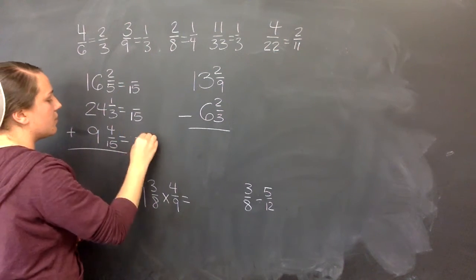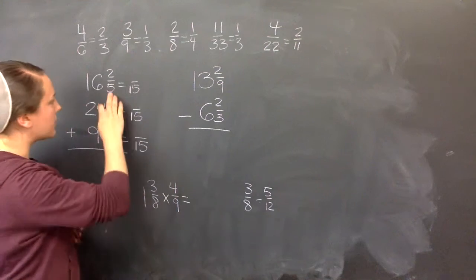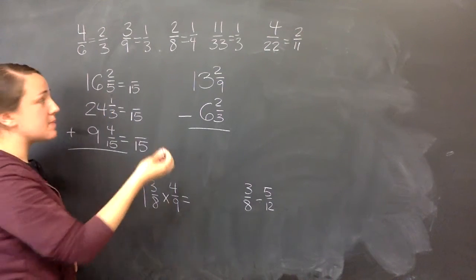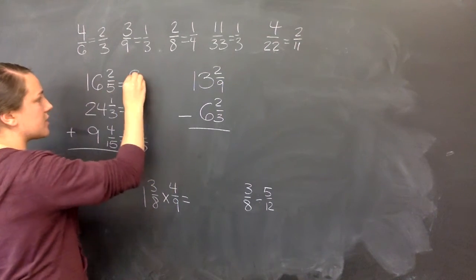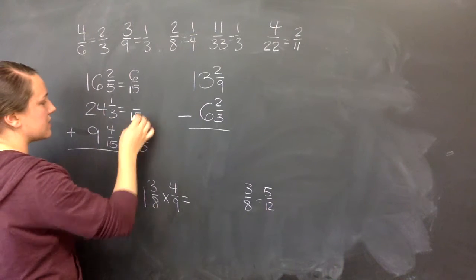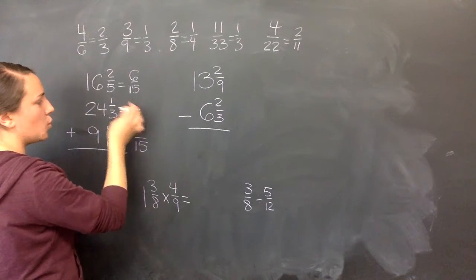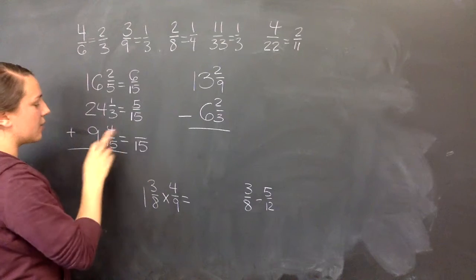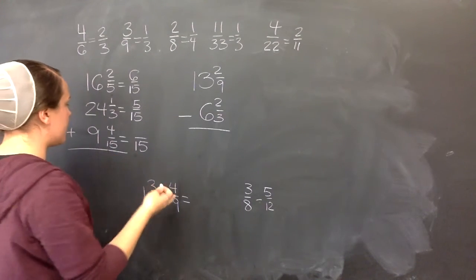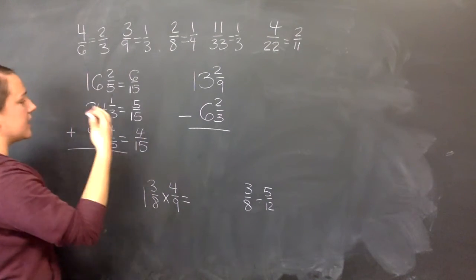Then we need to find our new numerator. So 5 goes into 15 3 times. Multiply that by 2. So our first numerator is 6. 3 goes into 15 5 times. 5 times 1 is 5. Here we have 15 goes into 15 1 time. 1 times 4 equals 4. Now we need to add.